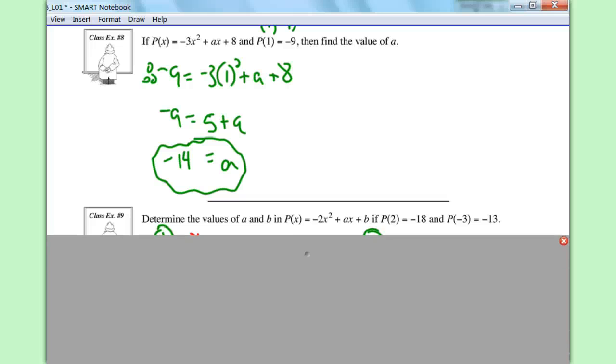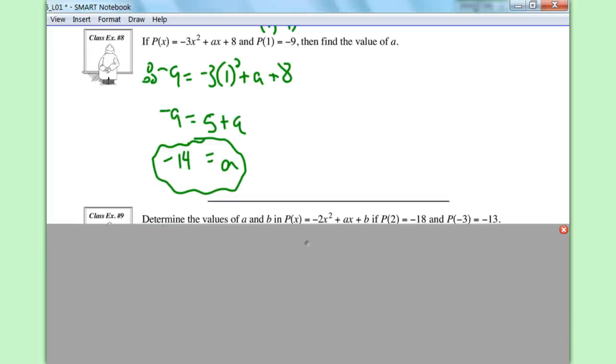Maybe math 20, math 10, but now we get to finally a math 30 question. Good question for an exam. I was given a quadratic. It had a point of 2 and minus 18 and a point of minus 3 and minus 13. Find out what a and b are. All right?